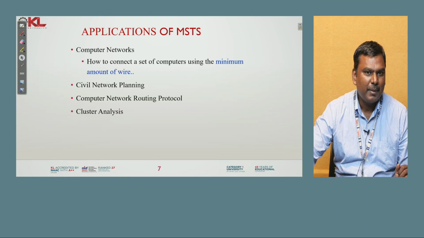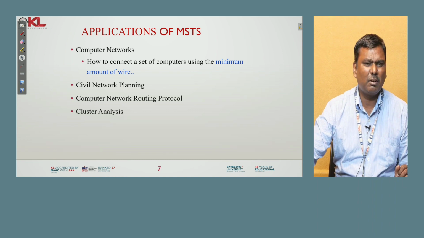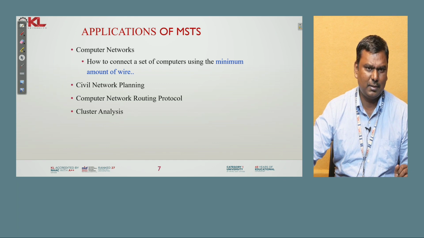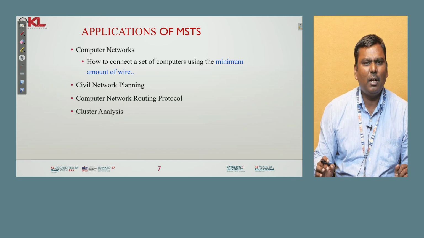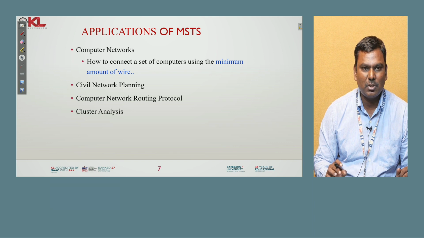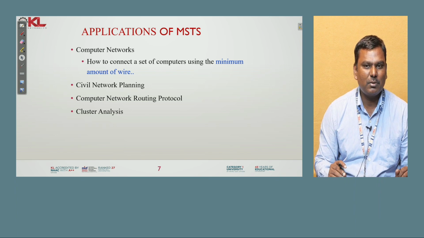So what are the applications of minimum cost spanning trees? Nowadays a lot of examples are available in daily life. So what are those uses of minimum cost spanning trees? These are the applications. That is computer networks, how to connect a set of computers using the minimum amount of wires. Everywhere we use this in computer labs. This is the main importance of the minimum cost spanning tree.